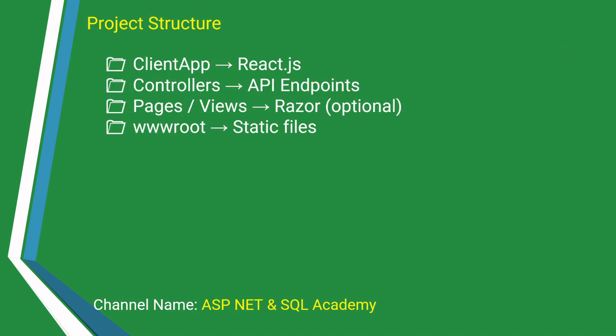Once the project is created, Visual Studio generates a solution with two parts. The client app folder contains React.js code. The controllers folder is for API endpoints written in C#. The wwwroot folder stores static files. This structure separates front-end and back-end nicely.